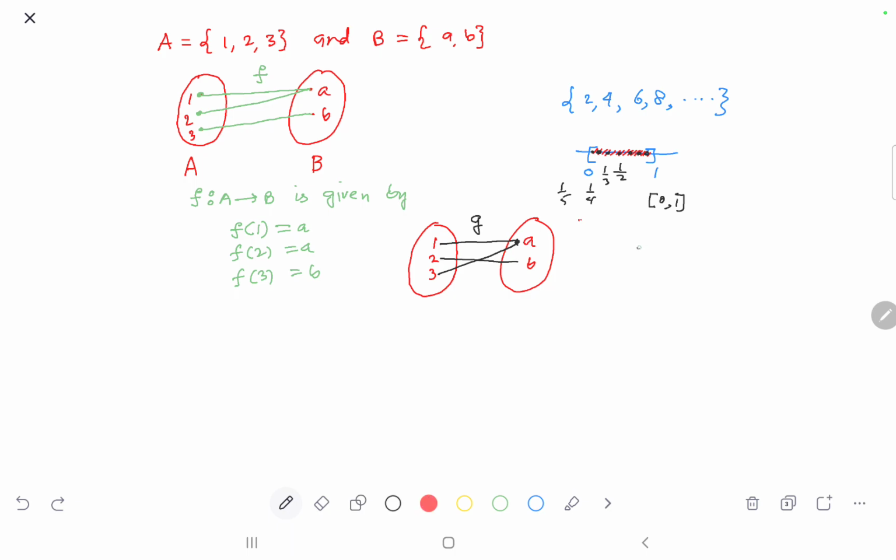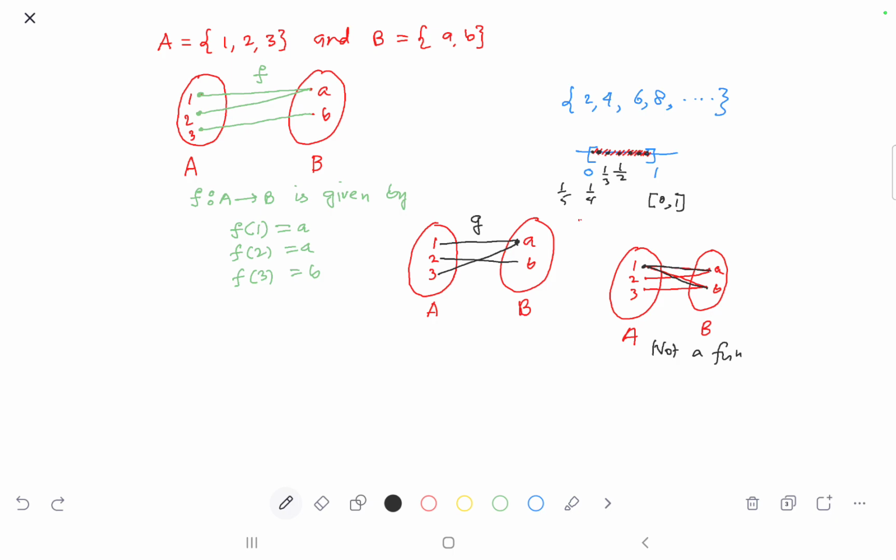But if you connect one element of A with at least two elements of B, then it is not a function. Suppose you join 1 here, and also join 1 here. This is not a function because 1 has two images, a and b. Got it? You need only one element inside B.